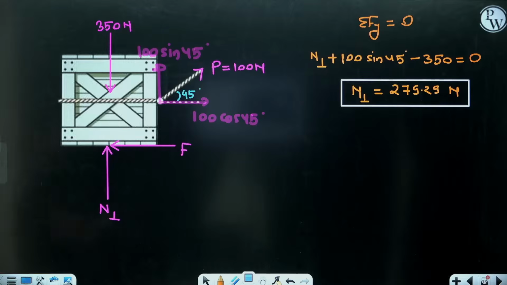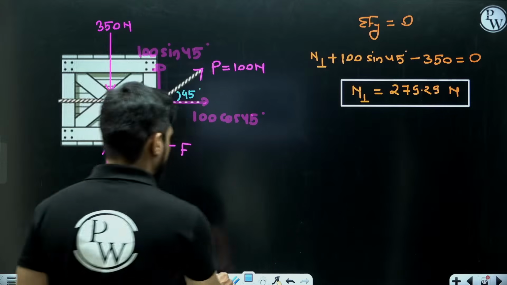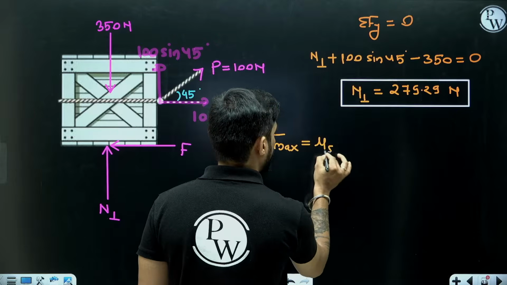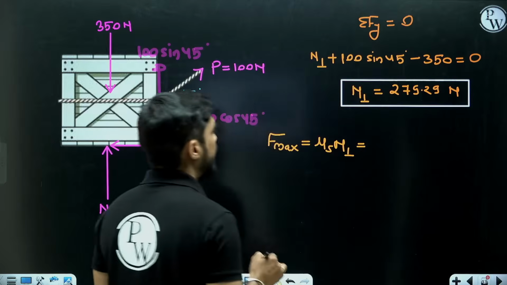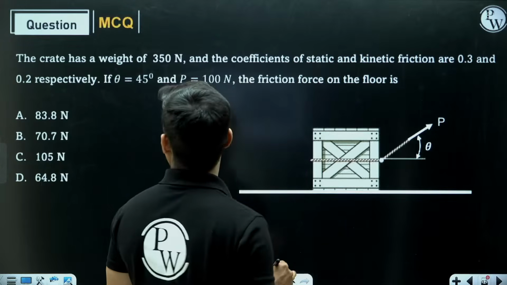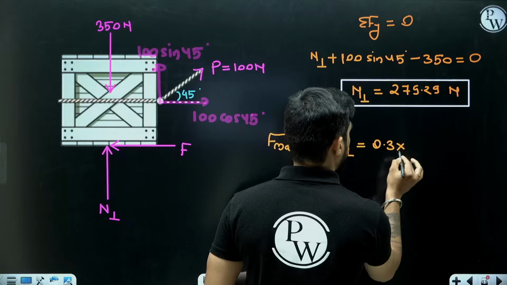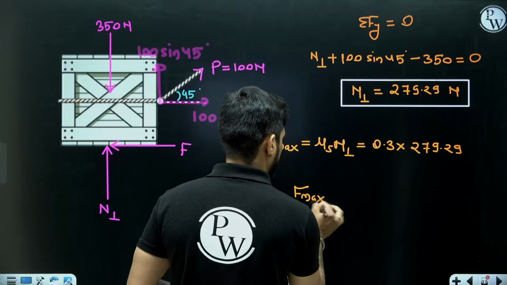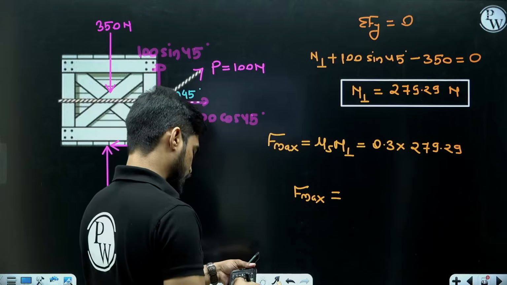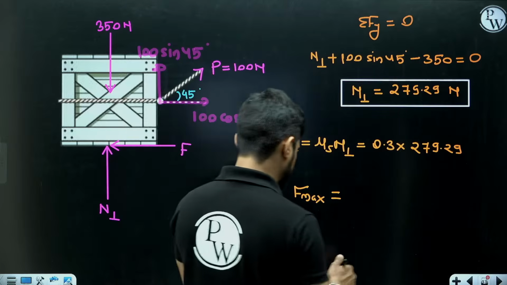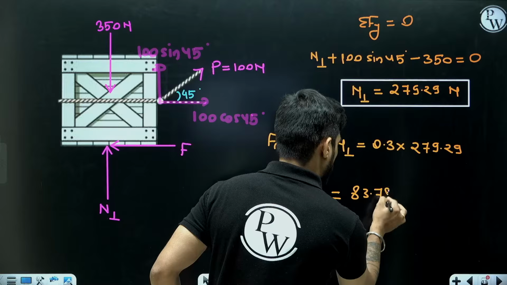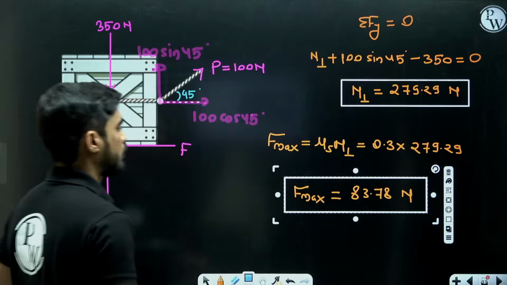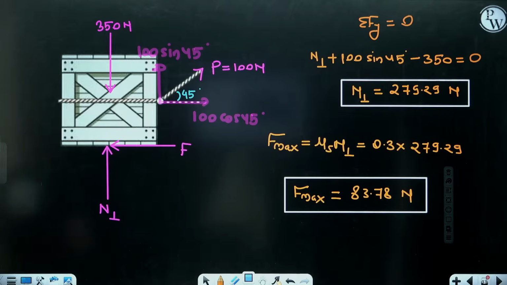Now we will find out the limiting friction. What is limiting friction, beta? Limiting friction is F maximum, which is mu s into N1. What is the value of mu s? 0.3. What is the value of N1? 279.29. So F maximum is 0.3 times N1, which means 83.78 Newton. Okay. So this is the maximum friction force.